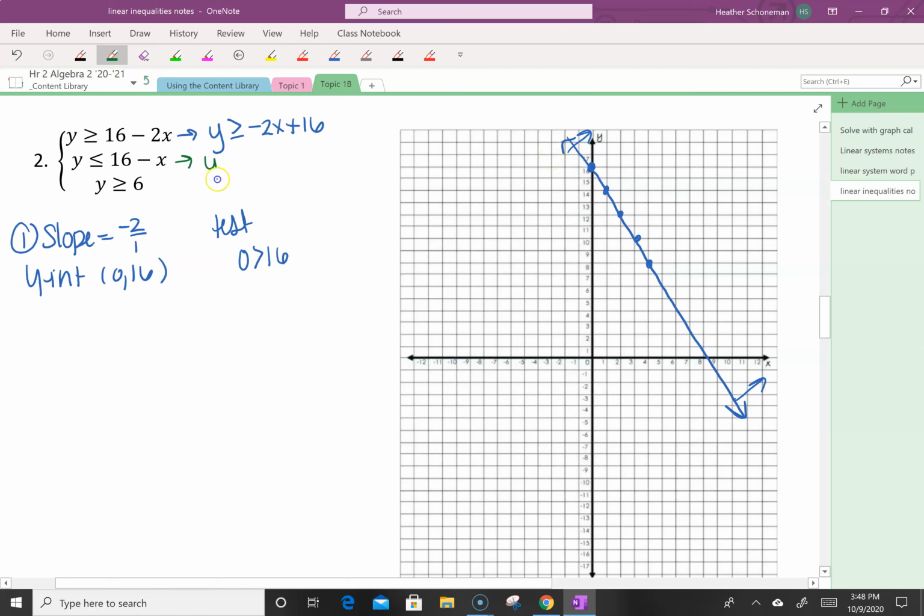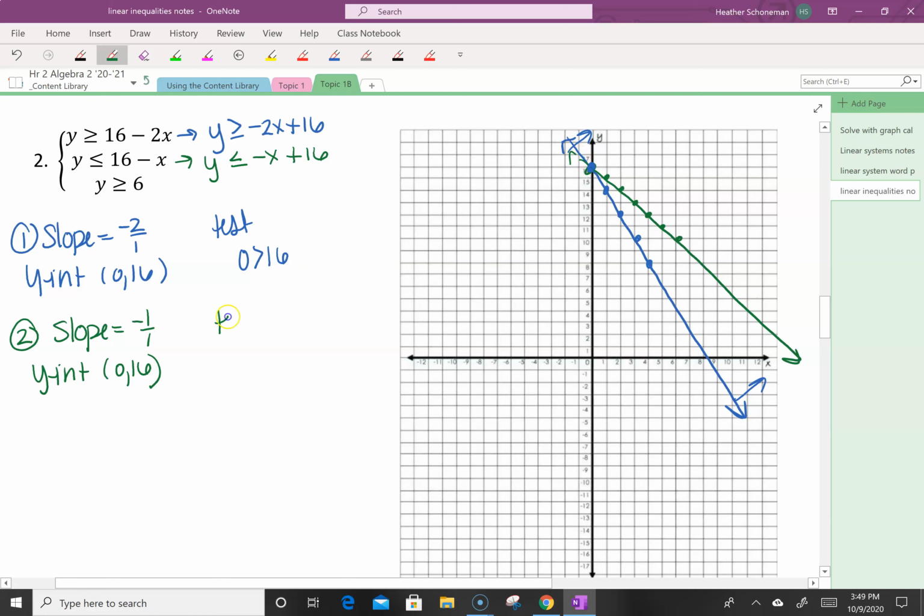On the second line, if I'm going to rewrite this so it's technically in slope-intercept form, I get y equals negative x plus 16. So on the second line, my slope is negative 1. So as a fraction, it's negative 1 over 1. The y-intercept, oh, it's the same thing. It's 0, 16. So I'm going to make a point at 0, 16, which I already have, but this time I'm going to go down and to the right one, and my line will now go along with these dots. So I'll connect those points.